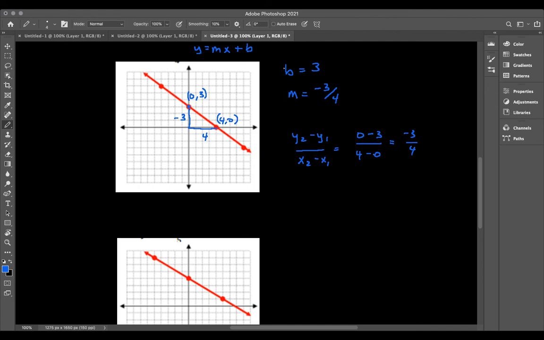But the most important thing is putting this into an equation. All you have to do is put it in the form y equals negative 3/4 x plus 3. And that would be the equation of that line: negative 3/4 x plus 3. I hope we get that.